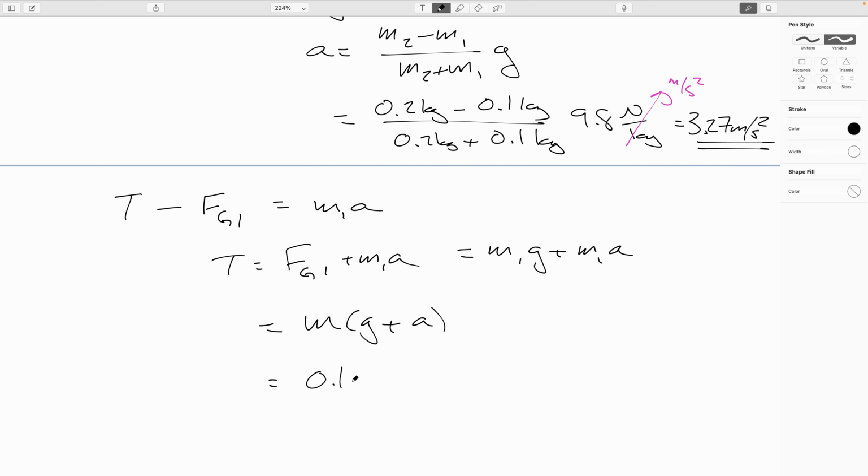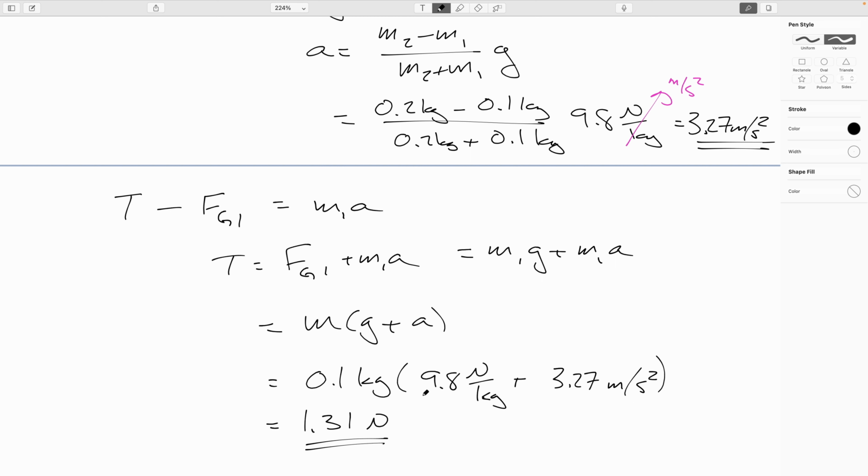So this is 0.1 kilograms times 9.8 newtons per kilogram plus 3.27 meters per second squared from before. That gives me 1.31 newtons. Now the force of gravity on the object would have been just 0.98 newtons. So the tension is greater than the force of gravity, which makes sense because it's accelerating upward.